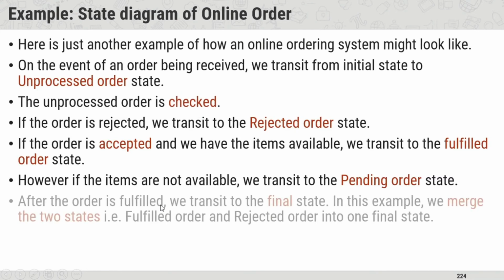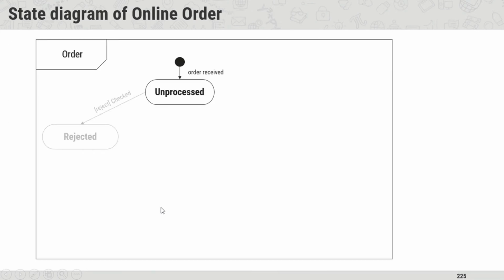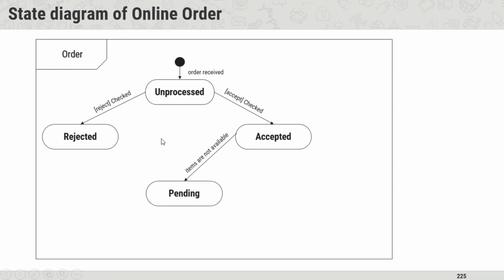So again, let's take another diagram, for the online order. Here, initially your order could be in the unprocessed state. When you receive the order, it is in the unprocessed state. You check that order, and you will accept it. If you reject that order, it goes into the rejected state.